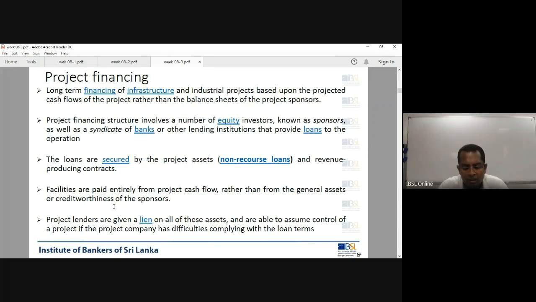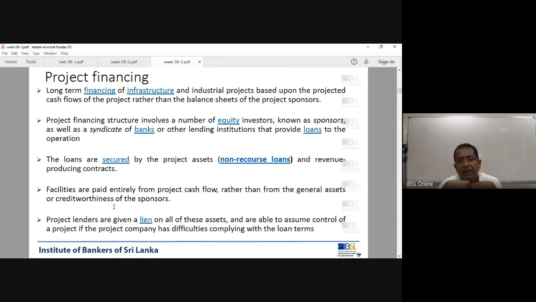Think about a solar farm, right? We project the sunrise and clouds in the sky. Based on that, we project how many units of solar energy can be produced. Then whatever you produce, the government will buy. So that is our turnover. Based on that, we decide whether a facility can be serviced or not, right? And again, it is based on the projected cash flows of the project rather than the balance sheet of the project sponsors.